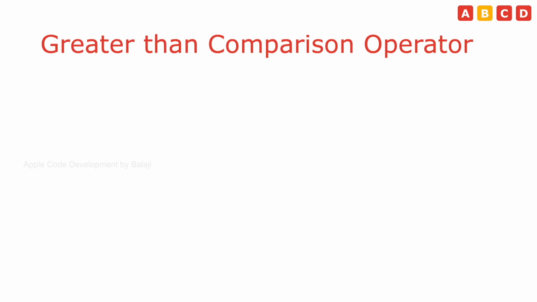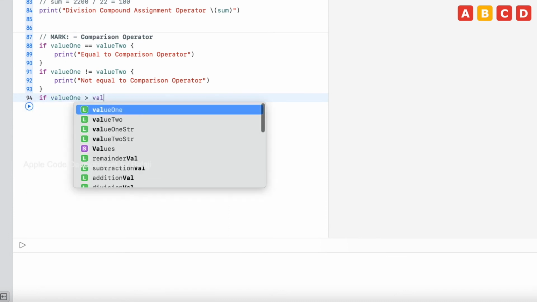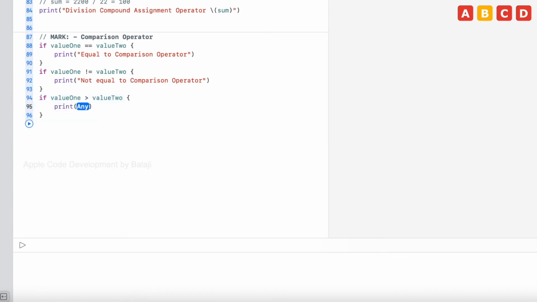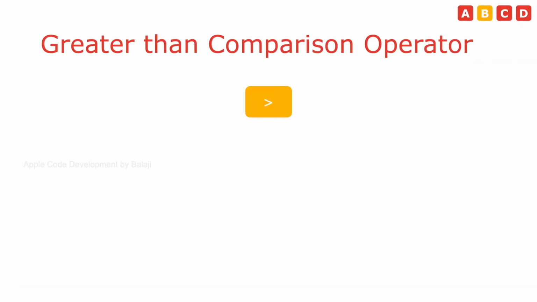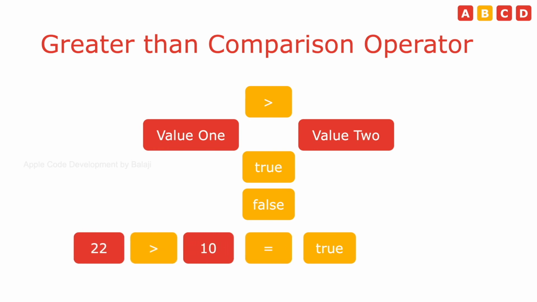The next is the greater than comparison operator. It is used like value 1 left side open parenthesis value 2. Here the parenthesis will check whether value 1 is greater than value 2. If it is greater than, it will return true or else false. In our case, it is true because 22 is greater than 10.